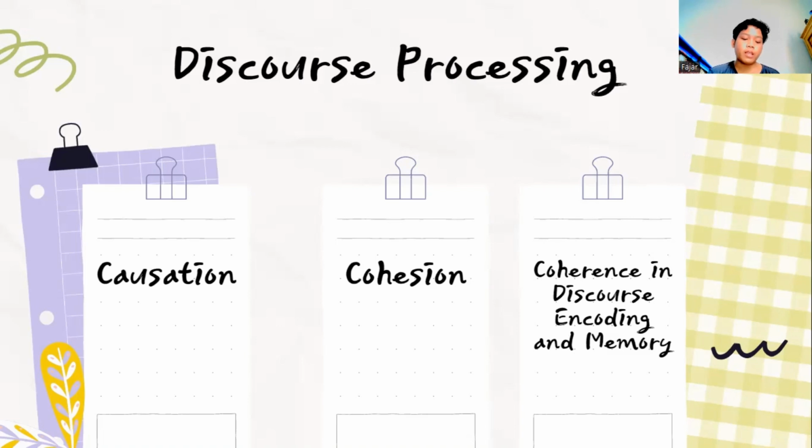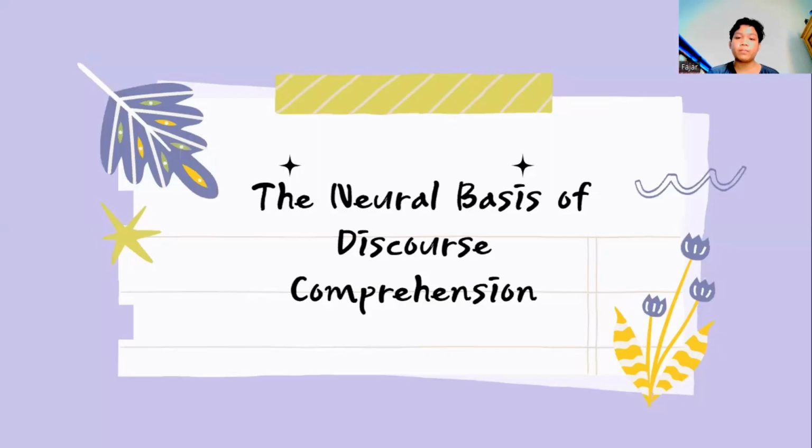And Tasker asserts that understanding these factors is crucial for comprehension and memory, as encoding causal relations, cohesive elements, and constructing coherent mental representations enable remembering and future problem solving.